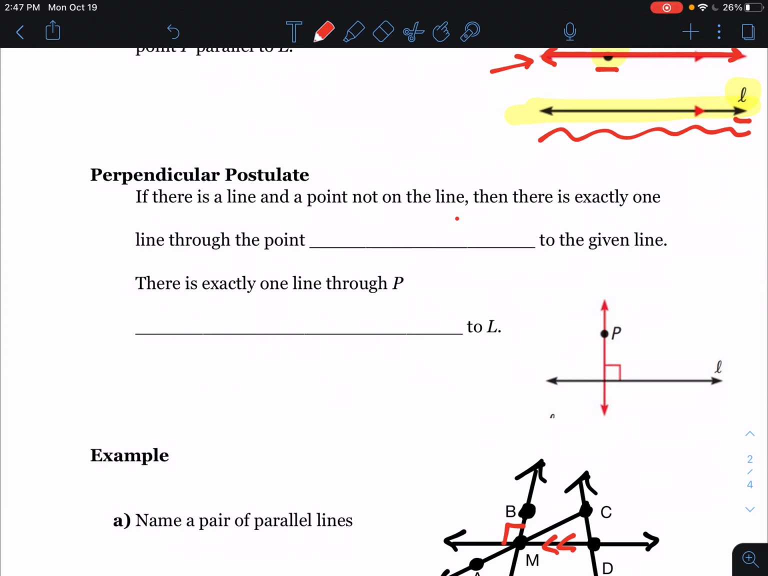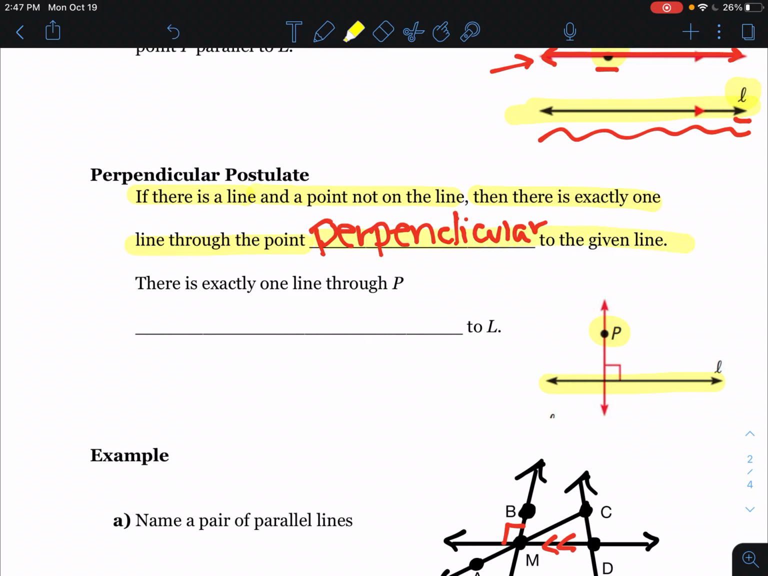If there is a line and a point not on the line, then there is exactly one line through the point that's perpendicular to the given line. What does this mean? Okay, if there is a line, line L, and a point not on the line, point P, then there is exactly one line through the point perpendicular to the given line.